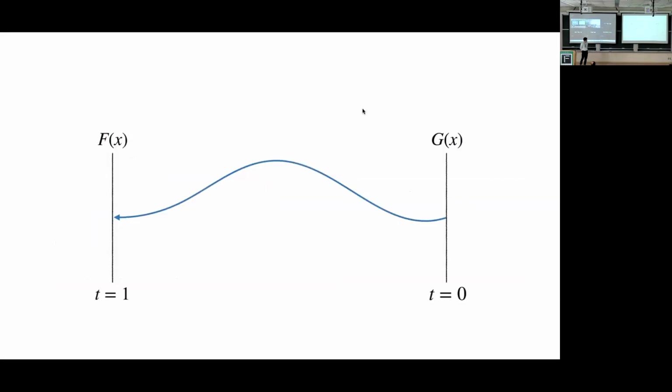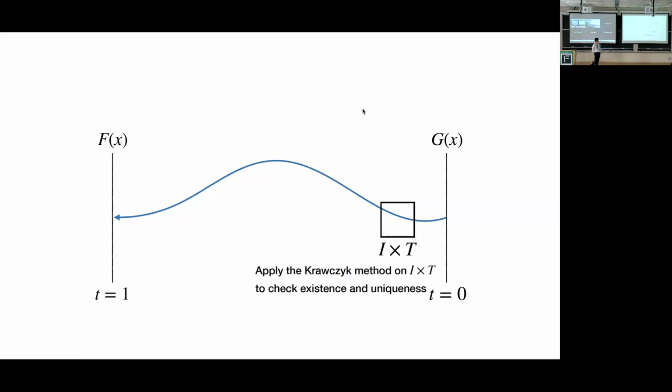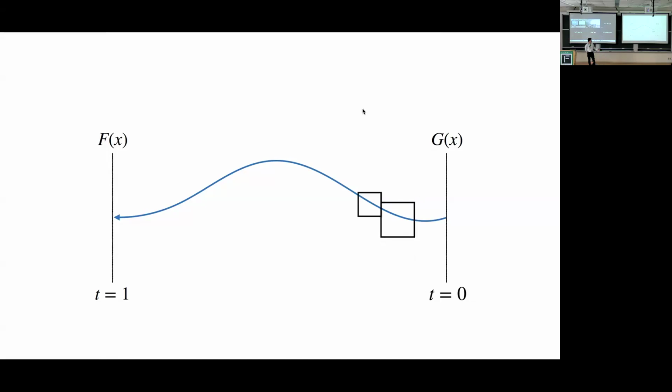So now I'm ready to give you some kind of naive idea of the certified homotopy tracking. Let's say that you have this homotopy path between two systems. Here's the input interval that you want to begin with, and then I will think of a time interval, and then they will give you some region interval box here. And then we will apply Krawczyk method here in order to check the uniqueness and existence. If it passed, then we proceed.